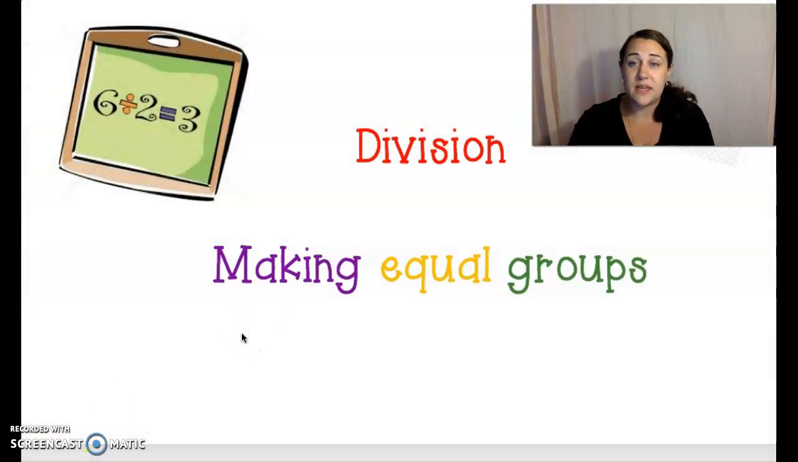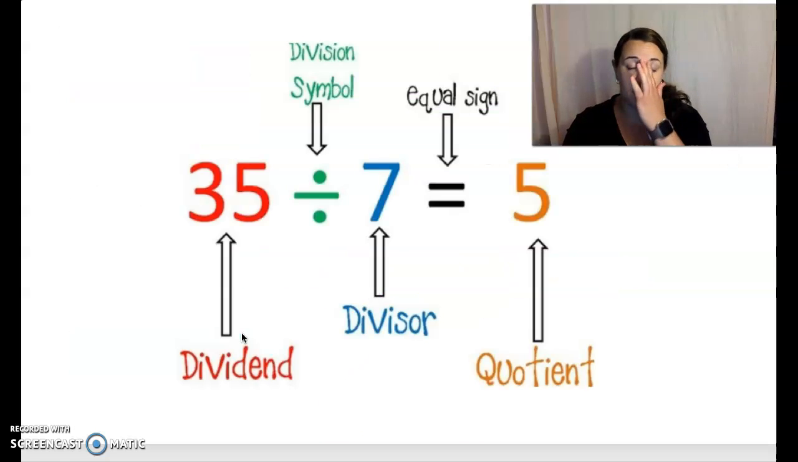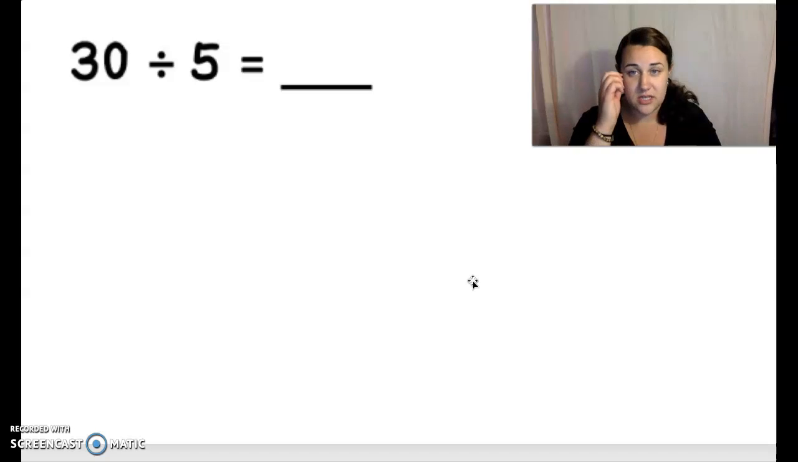All right, so we're still making equal groups to solve a division problem. Again, review. Our dividend is our first number. That's the number that we need to divide into equal groups. Our second number is our divisor. That's how many equal groups we're going to need. And our quotient tells us how many in each group. So for today's problem, we're doing 30 divided by 5.